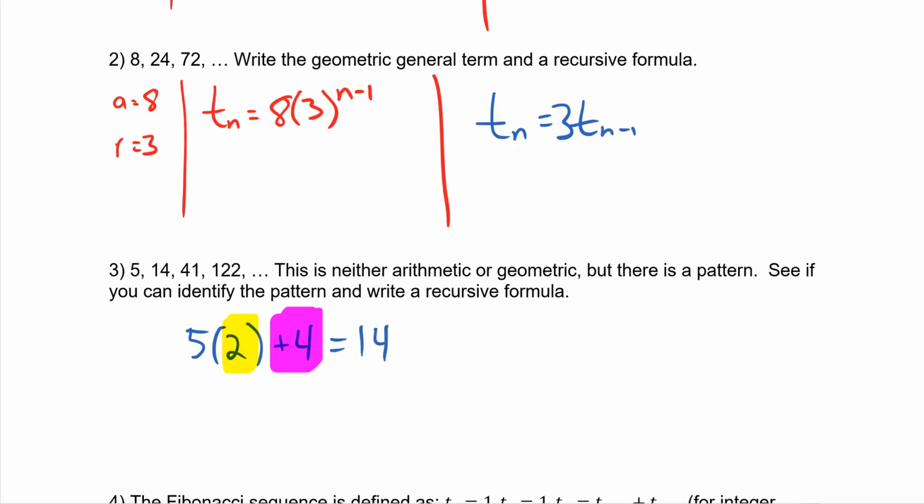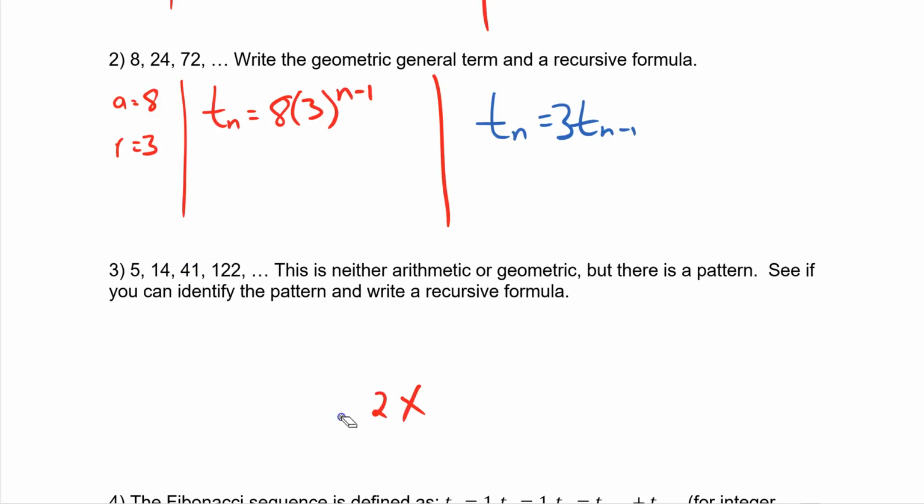Now, in order for this to work, that would mean that starting at 14, I now want to see if this works to get to 41. Well, multiply by 2 and then add 4, that's 28 plus 4, oh, that's 32. That's not what we want, 41. So that pattern would work, multiplying by 2 and then adding 4. It does work for the first 2, but it doesn't work past that.